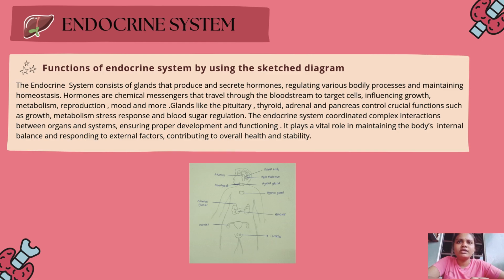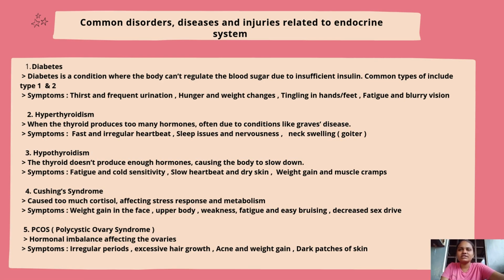Glands like the pituitary, thyroid, adrenal, and pancreas control crucial functions such as growth, metabolism, stress response, and blood sugar regulation. The endocrine system coordinates complex interactions between organs and systems, ensuring proper development and functioning. It plays a role in maintaining the body's internal balance and responding to external factors, contributing to overall health and stability.